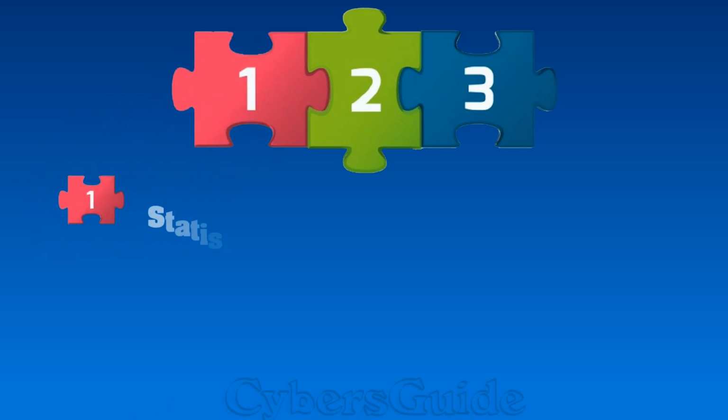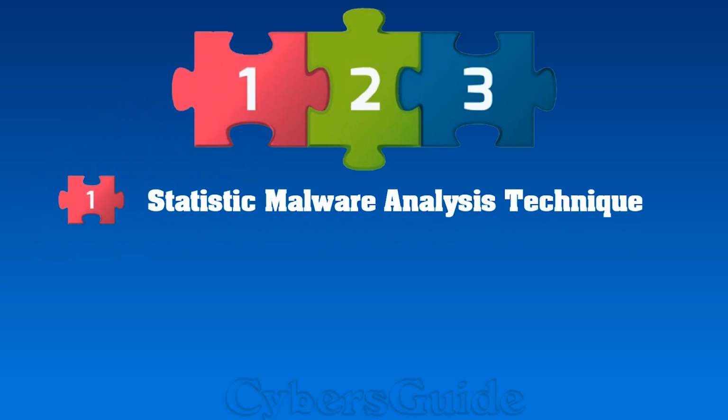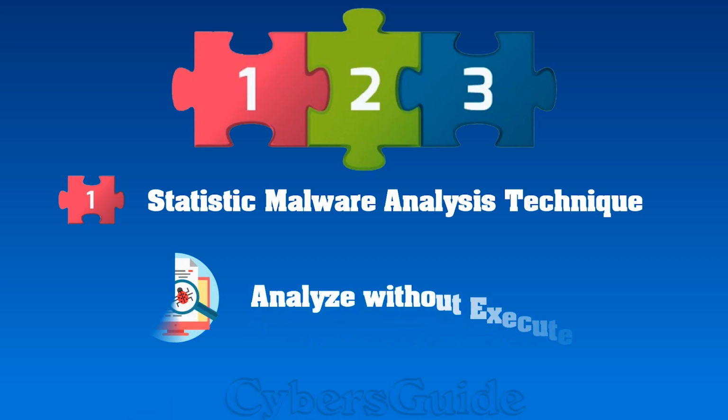Number one, static malware analysis. This technique analyzes a malware file without executing it. Security researchers gather information about the suspicious file by examining its code and libraries. The static information can provide a context for malware behavior, which can be weaponized against malware.